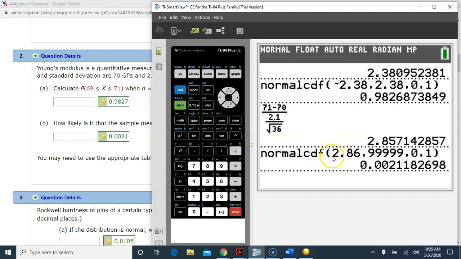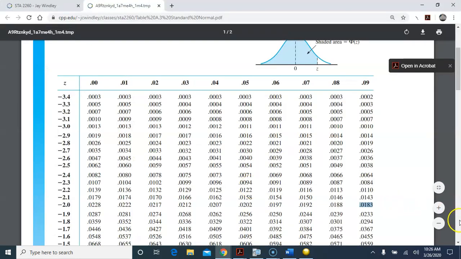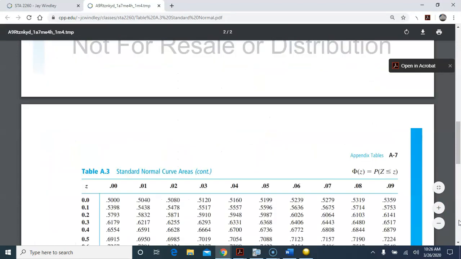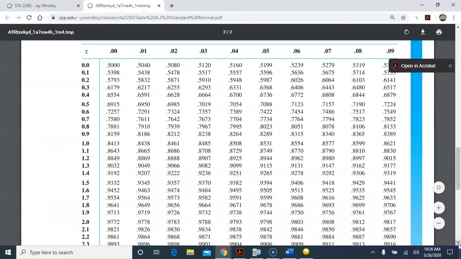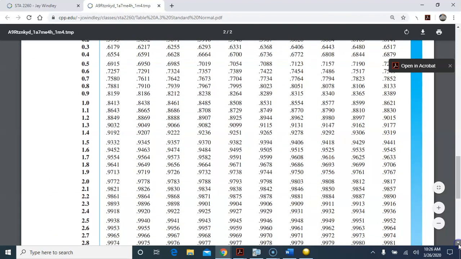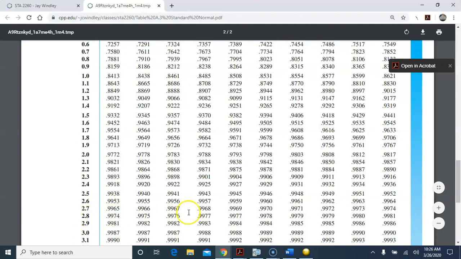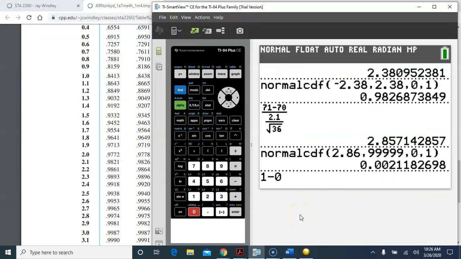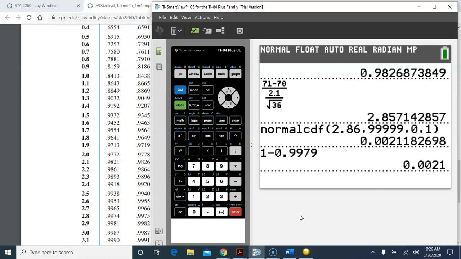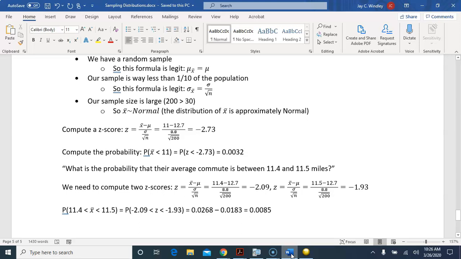But if I'm stuck using the table, I look up a z-score of 2.86. So that's going to be on the other side of this table. I look up a z-score of 2.86, and this is 0, 1, 2, 3, 4, 5, 6. So that's .9979. And 1 minus .9979 is the same, .0021. So that's everything that you should know about the sampling distribution of x bar.